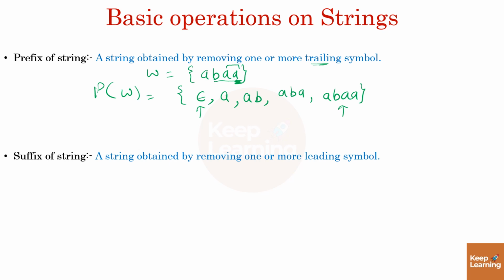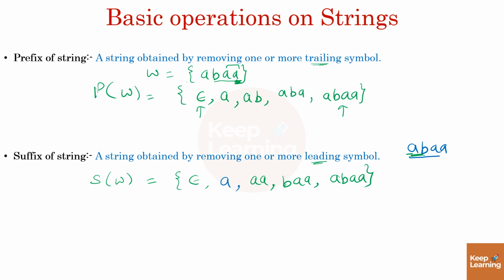Next concept is suffix of a string. So it's a string obtained by removing one or more leading symbols. Leading symbols means स्टार्टिंग के सिंबल्स को रिमूव करके जो हमें मिलेगा वो होगा हमारा सफिक्स. सो यदि मैं सेम इसी स्ट्रिंग के लिए आइडेंटिफाई करूं तो सफिक्स यहाँ पर डिनोट करी हूं मैं SW से. सो एप्सिलॉन तो होगा ही होगा. अब मुझे यहाँ पर क्या करना है? लीडिंग सिंबल्स रिमूव करना है. सो ABAA के लिए क्या करूंगी मैं? यदि मैंने यहाँ से ABA को रिमूव किया तो मेरे पास क्या बचेगा? A. फिर यदि मैंने यहाँ से रिमूव किया AB, सो मेरे पास क्या बचेगा? सिर्फ AA. फिर मैंने रिमूव किया सिर्फ A तो क्या बचेगा? BAA और फिर ABAA. So these are called the suffix of a string.